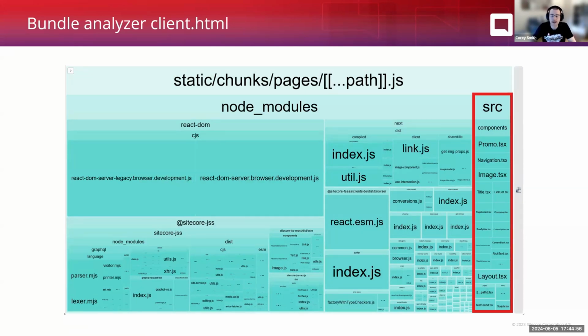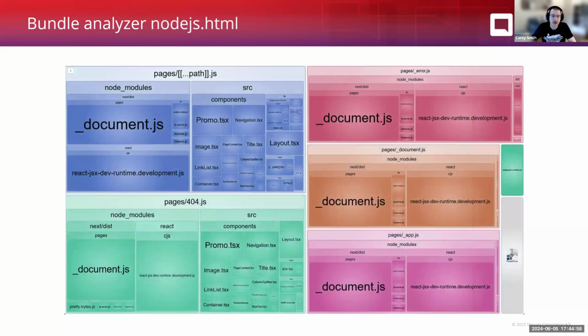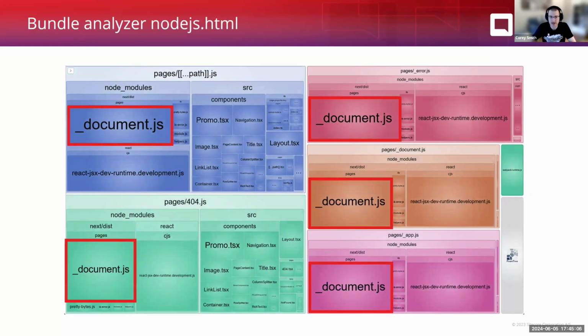The server one actually looks a little bit different. So if you open up the bundle analyzer for the server, one of the things that you'll notice on each of your chunks is that they've got a document.js file in them that you didn't see in the client.